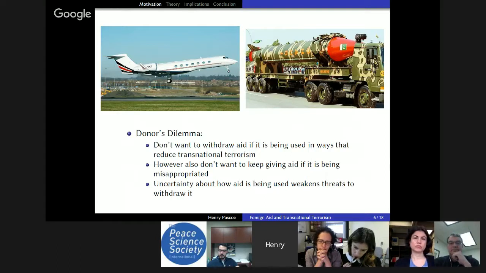The donor's dilemma is that on the one hand, if aid is being used correctly by recipients, withdrawing it will make transnational attacks from that country more severe and frequent. However, if aid is being misappropriated, they should withdraw it because it's a waste of limited resources that could be used more productively elsewhere. And this dilemma makes it difficult for donors to credibly threaten to withdraw aid. Next, I'll discuss how counterterrorism agreements help mitigate this dilemma.